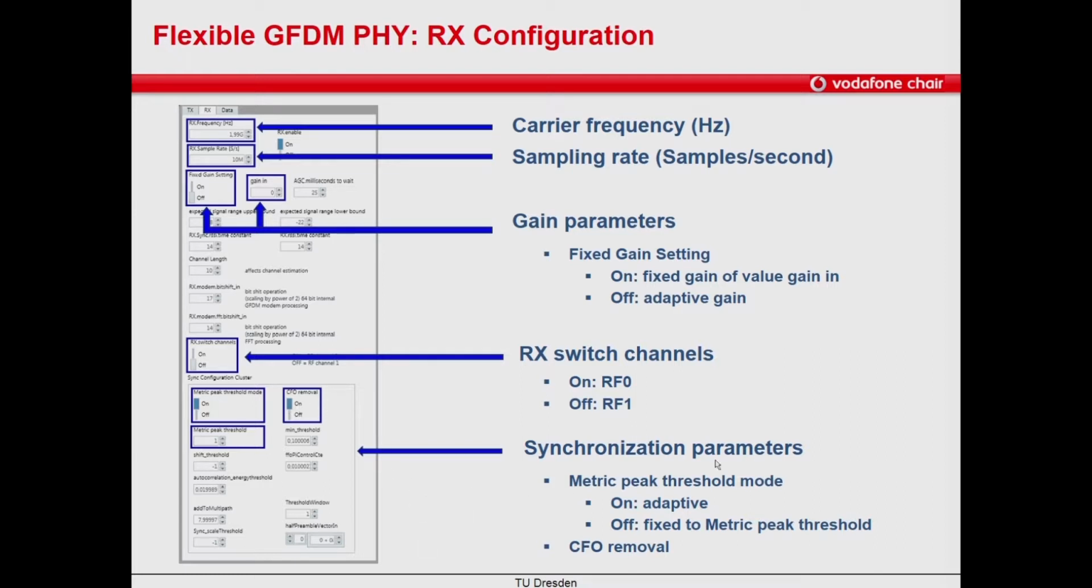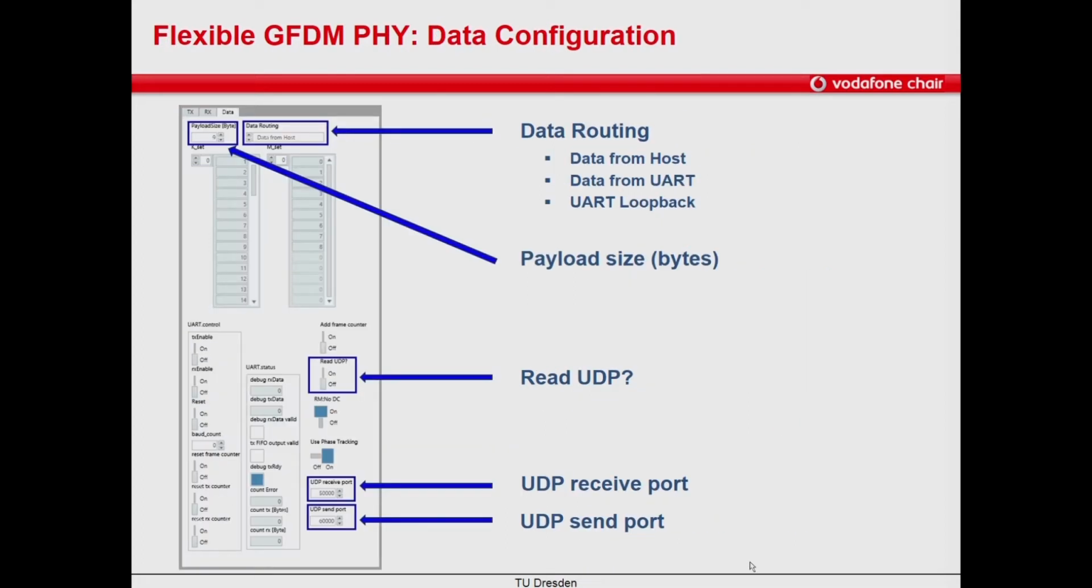Let's continue with the Data tab. Here, we can select the payload size in bytes. And with data routing, we indicate where the input data to the transmitter comes from. The data can be sent from the host to the FPGA, or can be obtained via UART if the auxiliary input-output port of the USRP is used. We will select data from host.